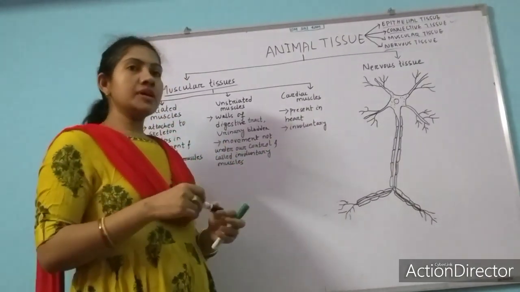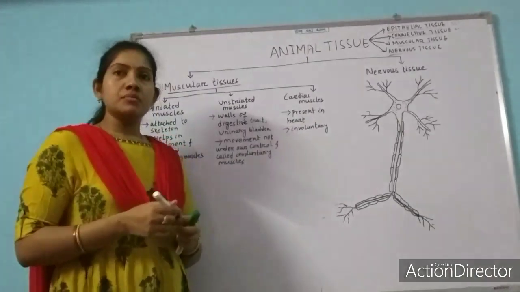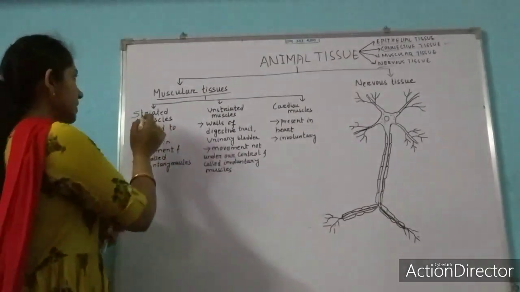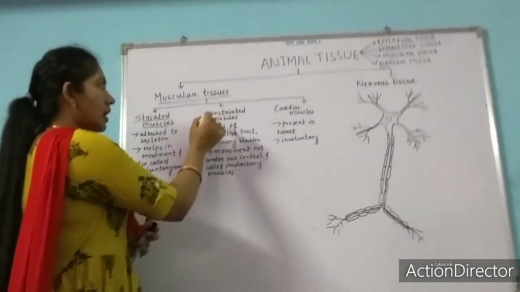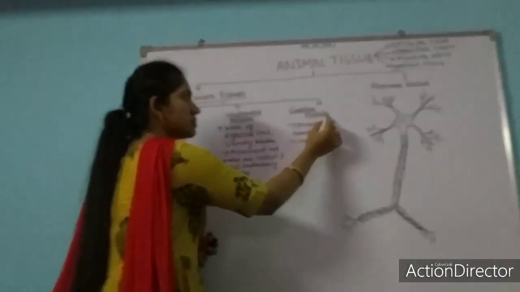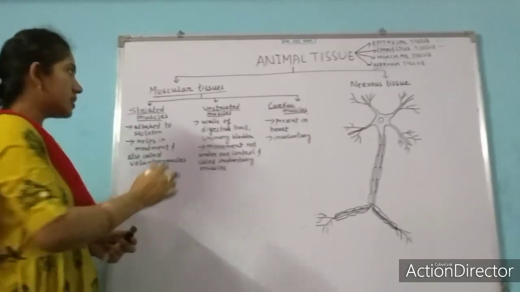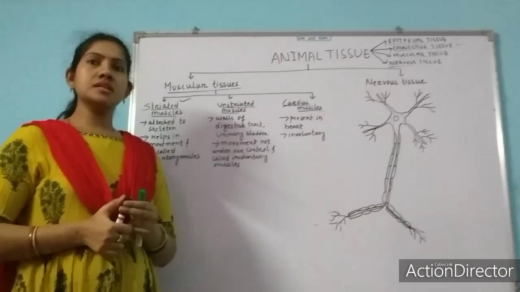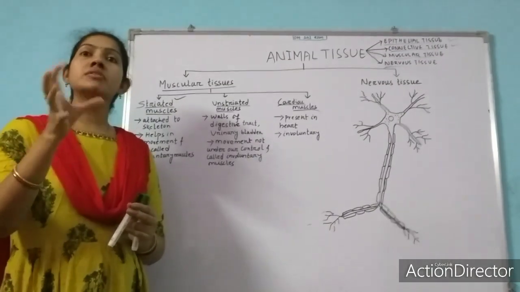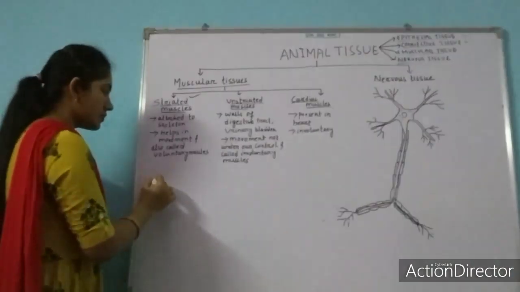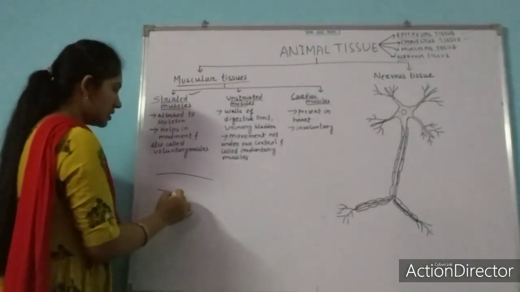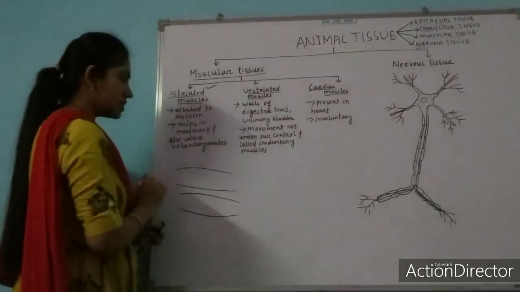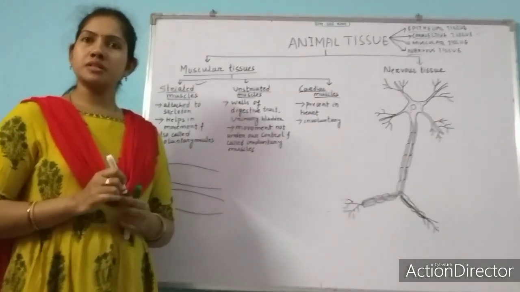So again, if we categorize, muscular tissue can be of three different types. You can see here striated muscles, unstriated muscles and cardiac muscles. One by one we will discuss. The first kind of muscular tissue is striated muscles. Striated muscles are cylindrical in shape. If we draw the shape of a striated muscle, it is generally cylindrical. Okay. So this is the structure of striated muscles.